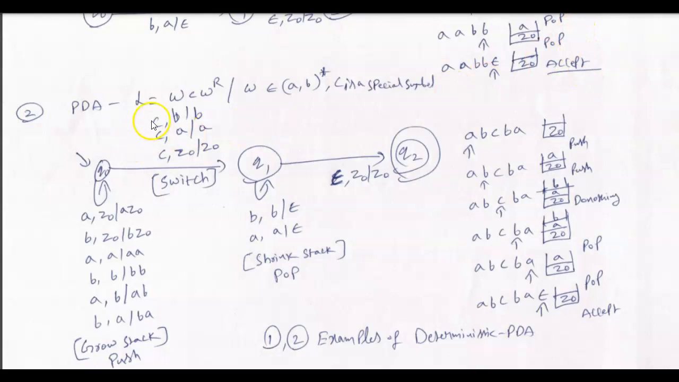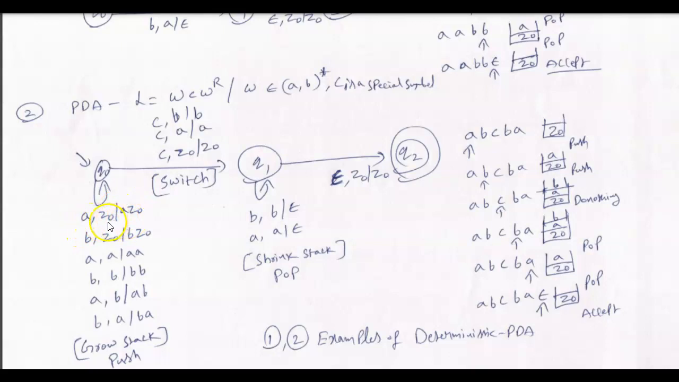That is why this example is very easy for us to construct a PDA. Whenever we have W, we are going to push. After C, for C we do nothing, and for W to the power of R we are going to pop. You got my point? This is the logic over here.